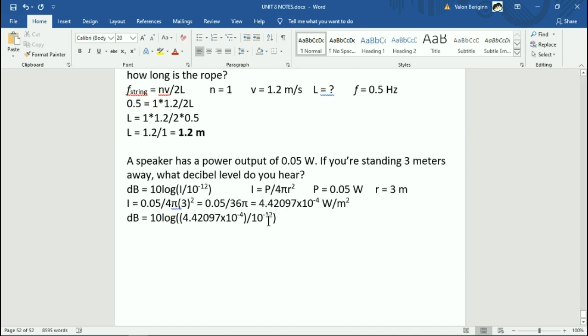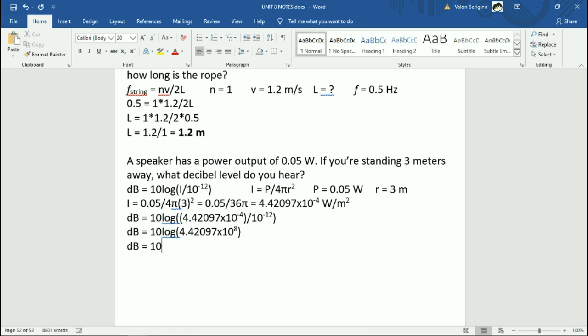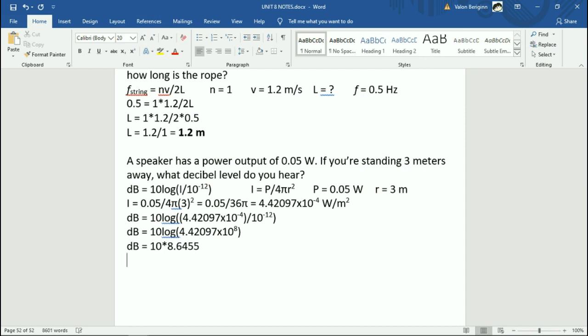So divided by 10 to the negative 12, that means it's going to be 10 to the negative 4 minus 10 to the negative 12. So it's going to become log of 4.42097 times 10 to the 8. If we divide this by 10 to the negative 12, it becomes 10 to the 8. So we want the log of this, and then times 10 of that. We have 8.6455. So our answer is 86.455 decibels. There you go. And you could also go backwards.